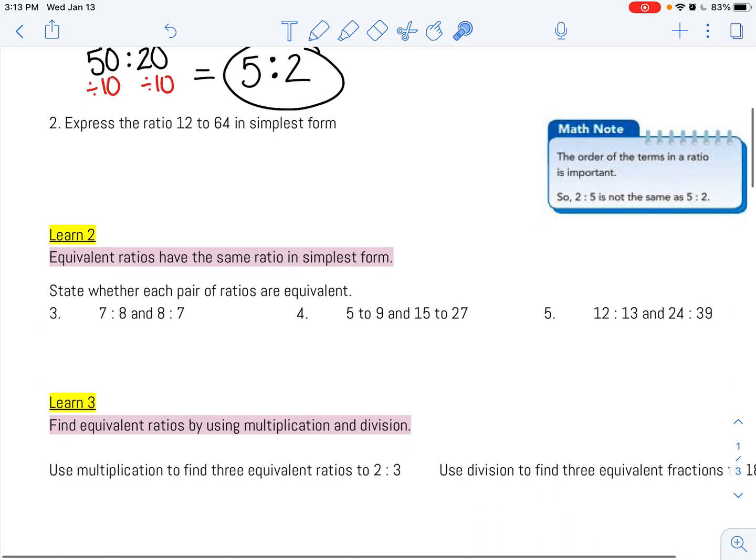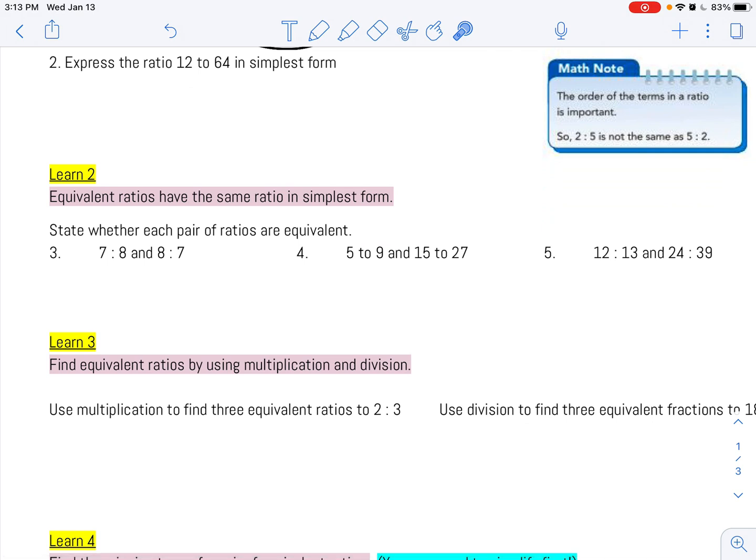We're going to look now at Learn 2, moving on, and looking at equivalent ratios, that they have the same ratio in simplest form. Okay, so in our next set of problems, our directions tell us to state whether each pair of ratios are equivalent or are equal. If we were to simplify these ratios, would they be the same? A math note for ourselves that's over here in the blue is that, again, the order of the terms in a ratio is important. So if I'm given 2 to 5, that is not the same as the ratio of 5 to 2. So let's look at example 3.